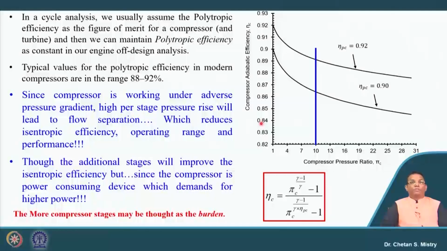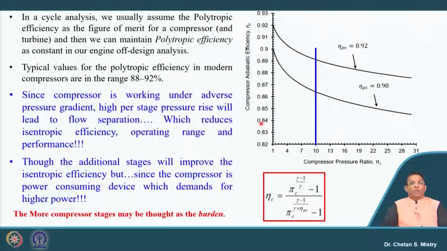So, what is the use of this? When we are doing our cycle analysis, we need to assume the efficiency. We assume the polytropic efficiency, and we will try to maintain this polytropic efficiency constant during the off-design condition also. Roughly, this polytropic efficiency can be assumed in the range of 88% to 92%.